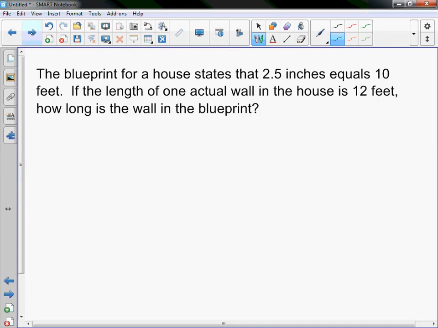Here is an example of scale factor or scales and how they can be used with a ratio.